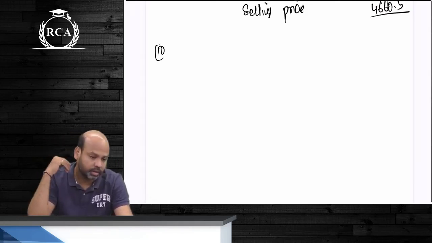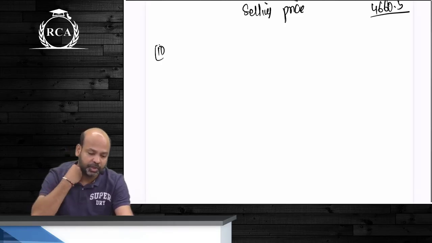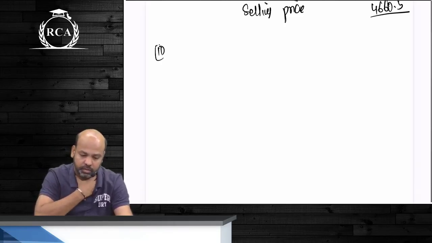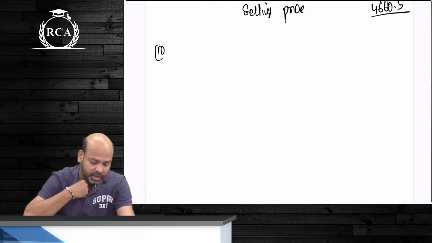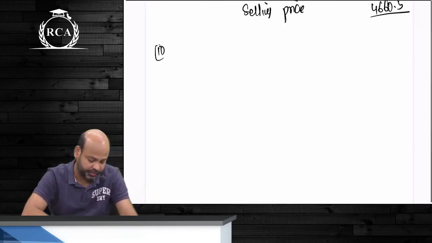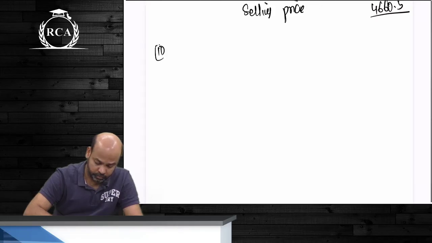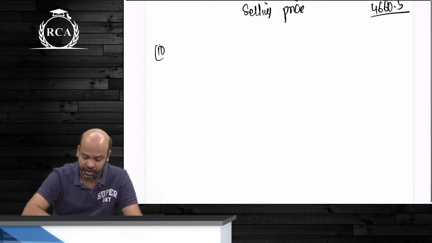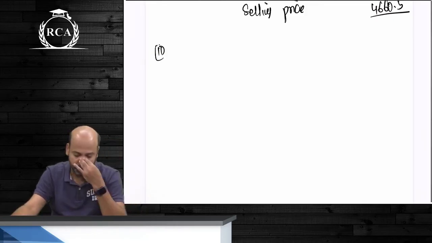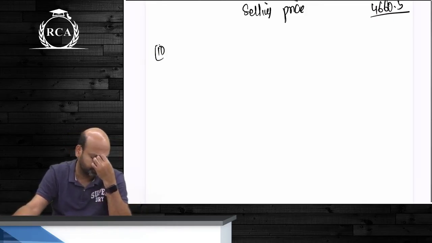Machining department beta being machine intensive, overhead should be absorbed on the basis of machine hours.